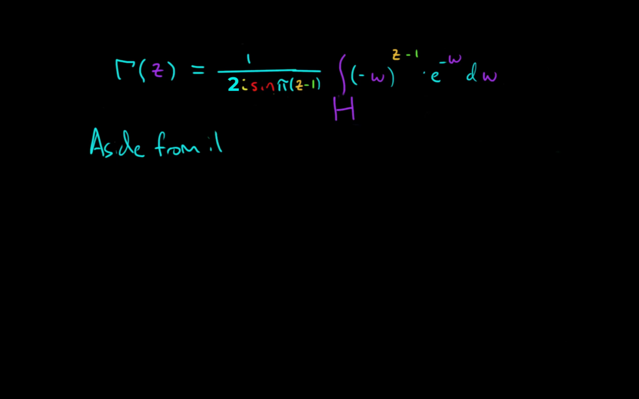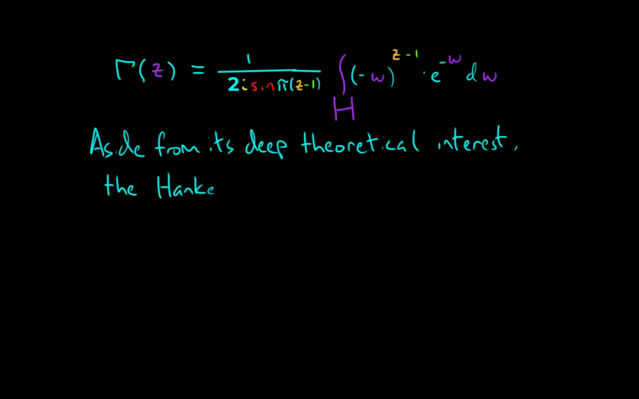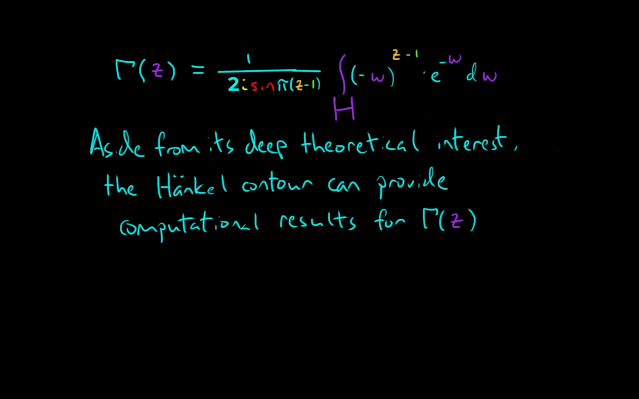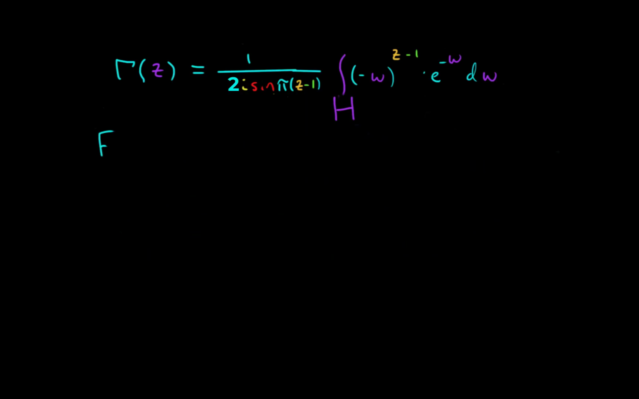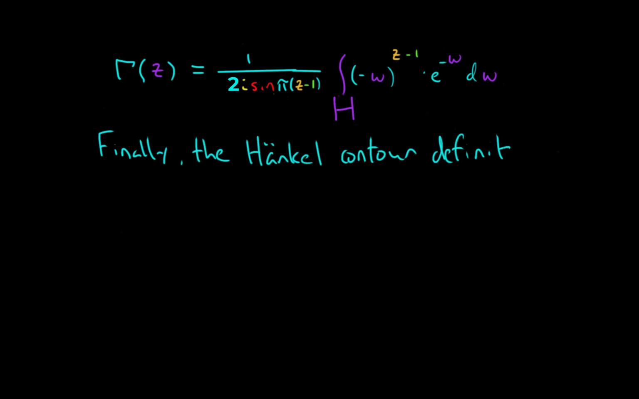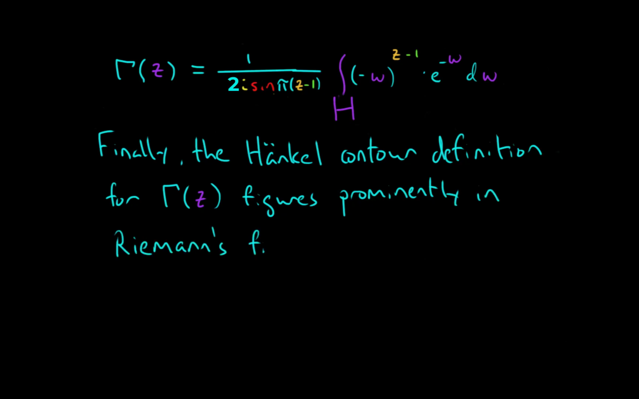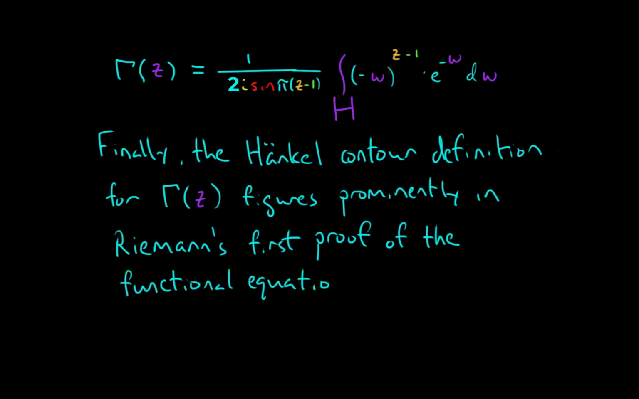Furthermore, aside from its deep theoretical interest as a formula for the gamma function which is valid for all z, the Hankel contour can provide computational results for determining gamma of z using methods of numerical estimation. And perhaps most importantly for us, the Hankel contour definition of the gamma function forms the basis for Riemann's first proof of the functional equation of the zeta function, which will be a topic for a future video, which I hope you'll tune in for.